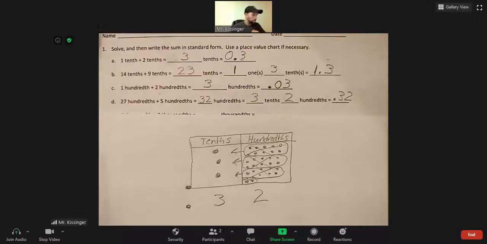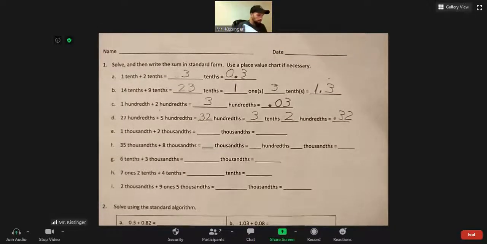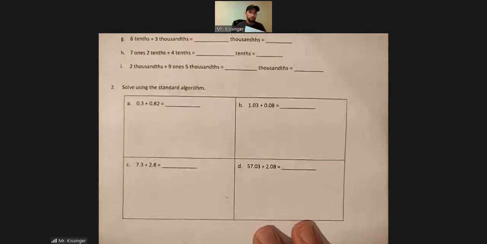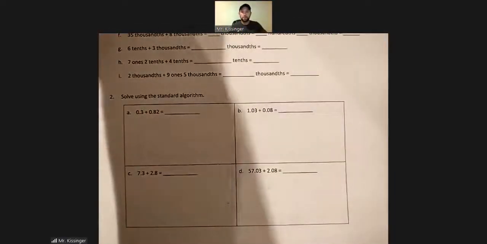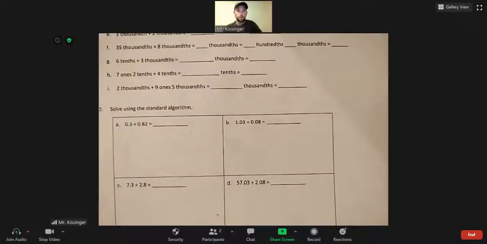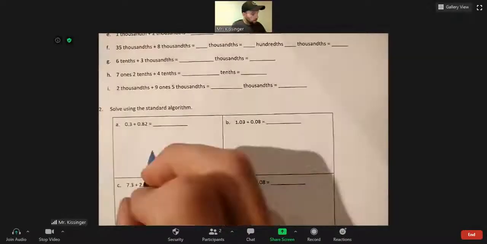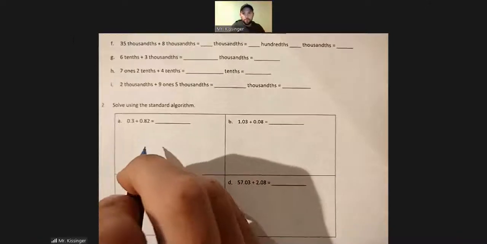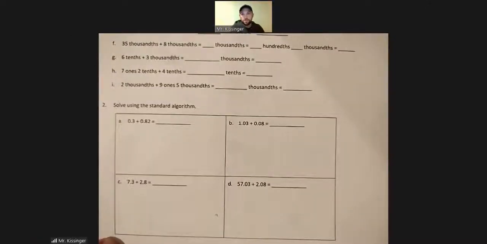All right. So let's move down here to the bottom here. We're going to solve a few using the standard algorithm. All right. So we have 0.3 or 3 tenths plus 0.82 or 82 hundredths.